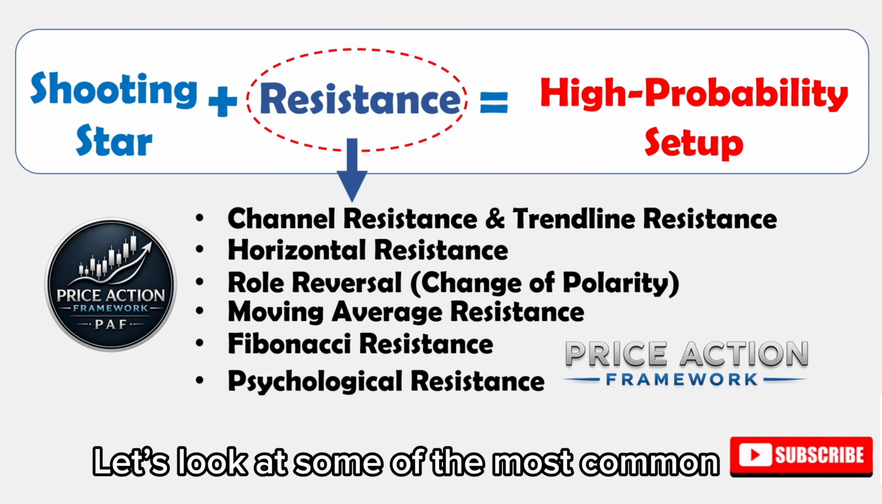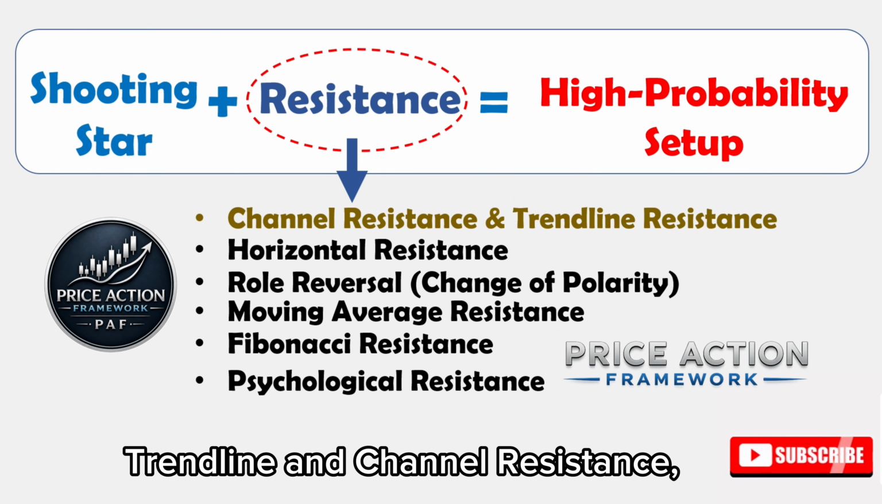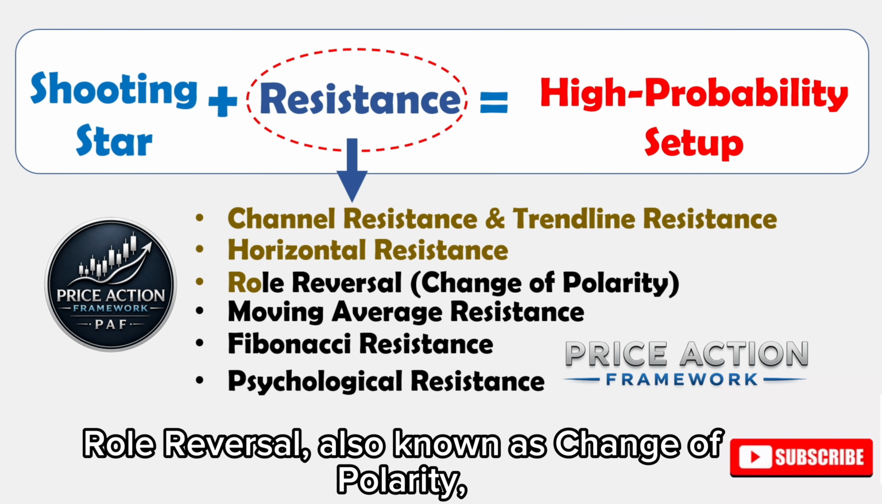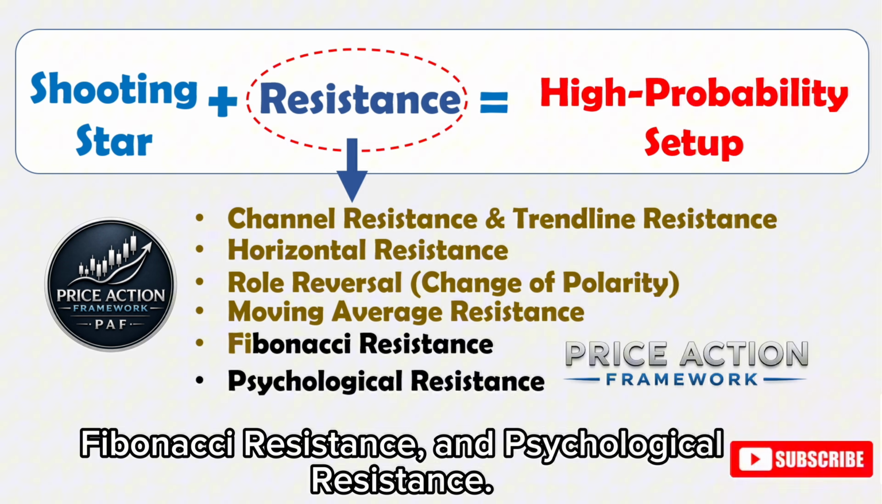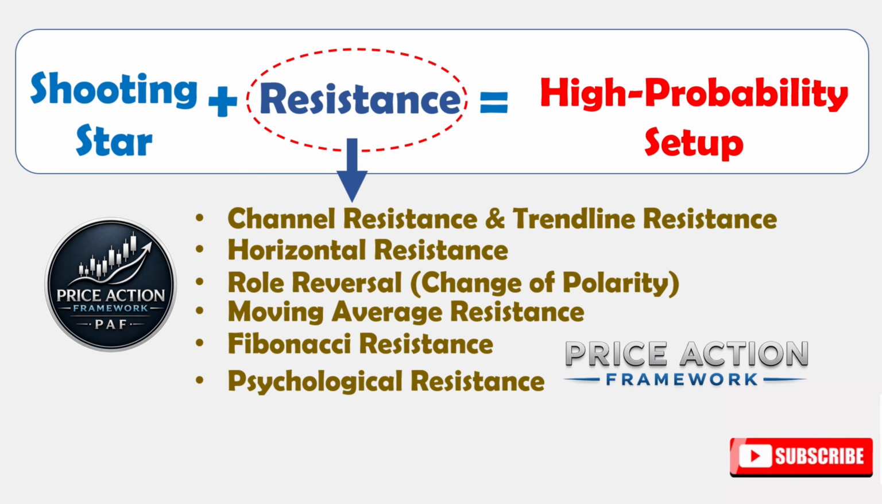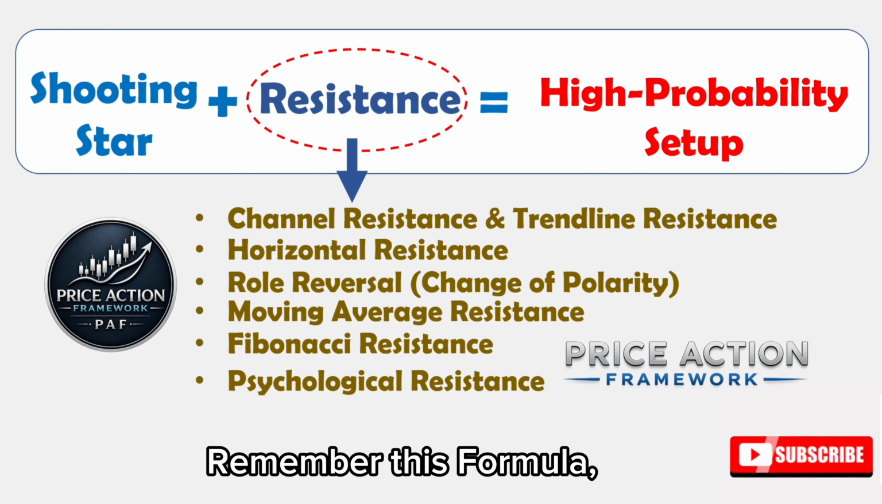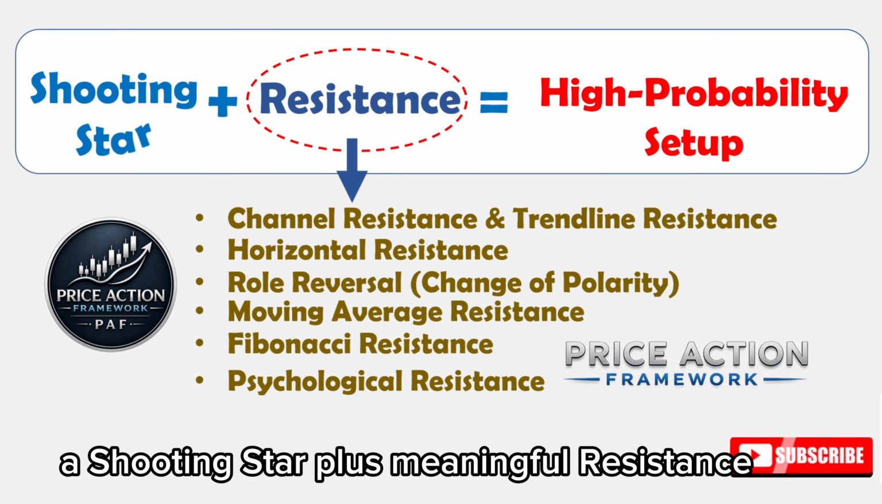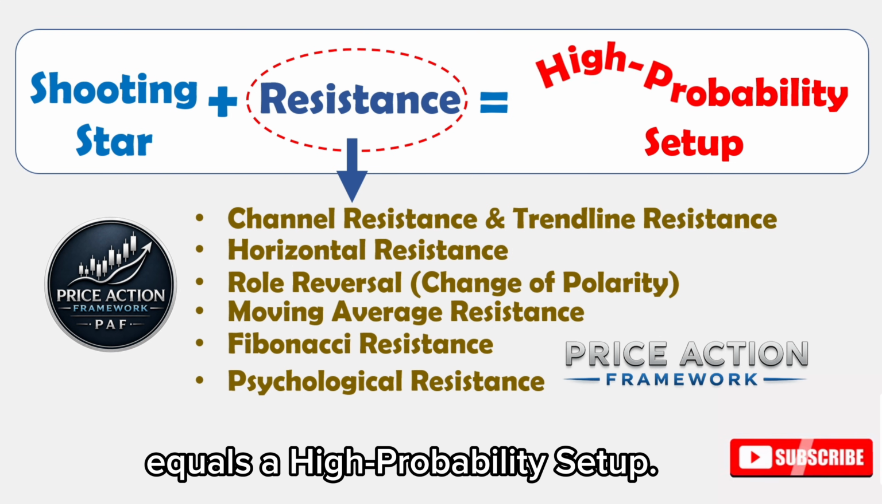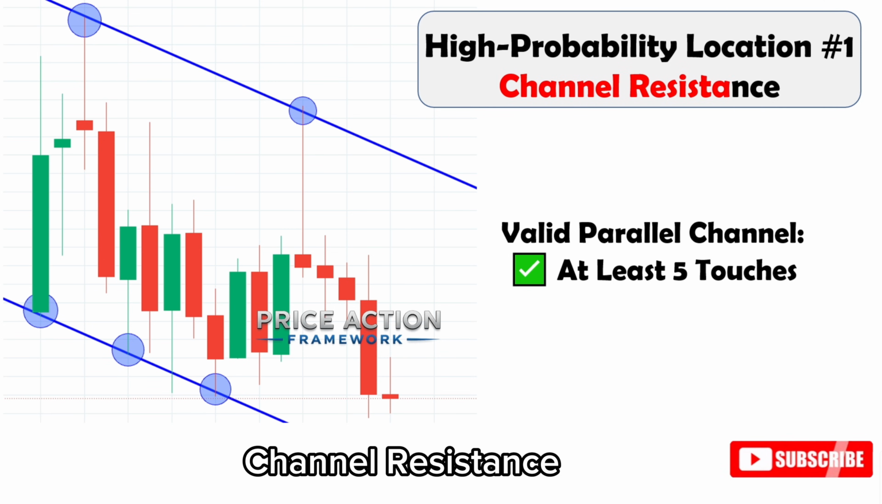Let's look at some of the most common forms of resistance that professional traders pay attention to: trendline and channel resistance, horizontal resistance, role reversal, also known as change of polarity, moving average resistance, Fibonacci resistance, and psychological resistance. Each of these locations can increase the significance of a shooting star. And when several of them come together, the setup becomes even more powerful. Remember this formula: a shooting star plus meaningful resistance equals a high probability setup. Let's start with our first high-probability location, channel resistance.